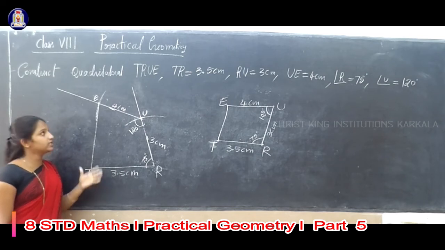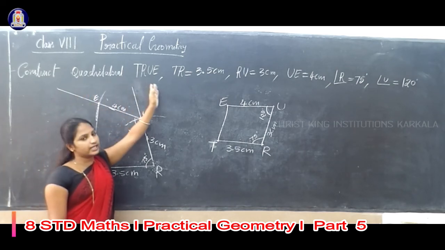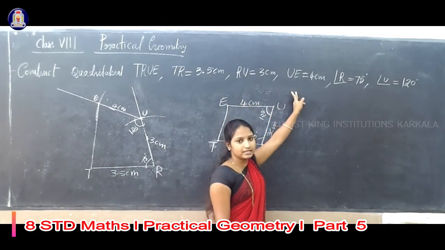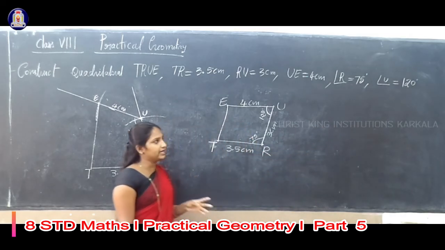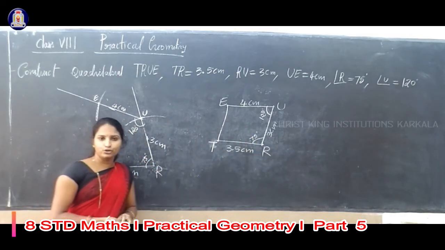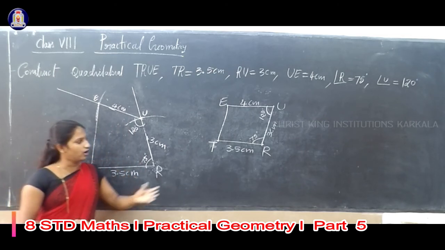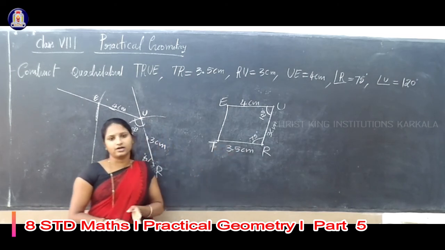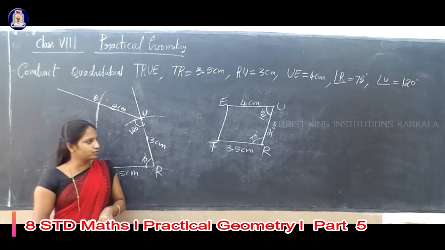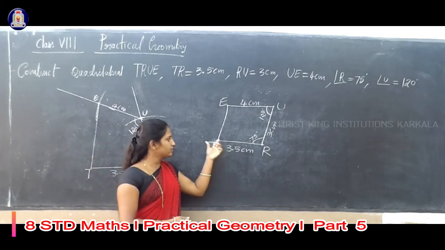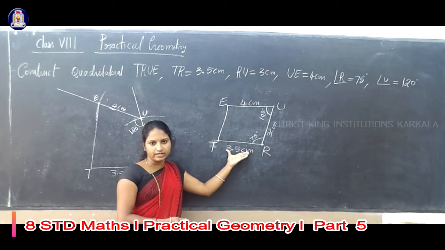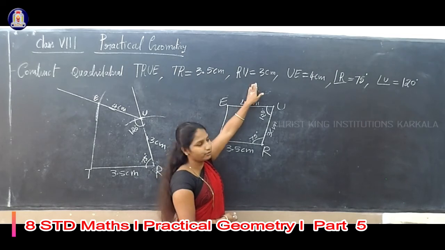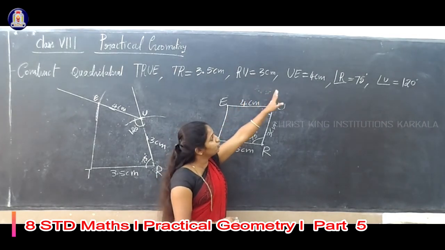So the question is, construct quadrilateral TRUE in which side TR is given, RU is given and UE is given. Then two angles are given: one is angle R and another is angle U. So first you have to draw a rough diagram, a rough sketch of the quadrilateral. Then you have to consider a base. If you take TR as the base, you can also change the base. You can take RU or UE as the base.